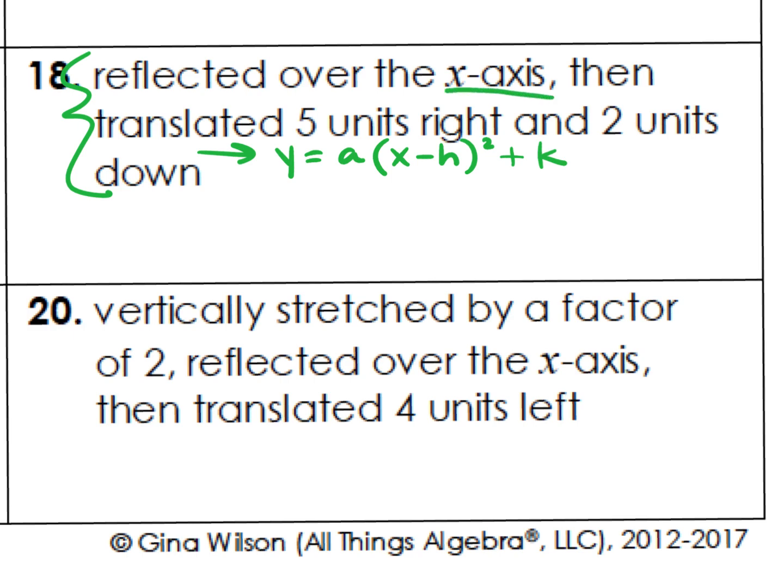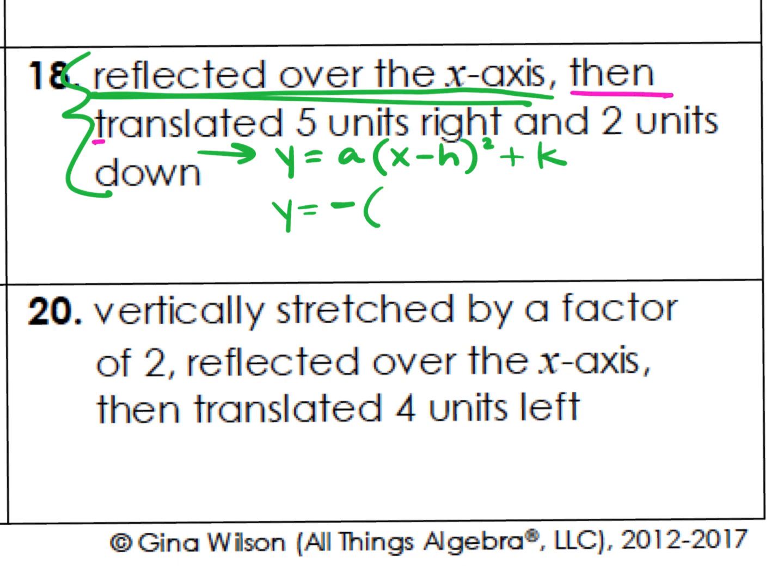So the first part is reflected over the x-axis. So what did you do? The A is negative. If you want to write a -1 in there, it's not wrong, but you don't need a -1. But that's essentially what it is, because if there's nothing there, A is 1. I'm just going to write a negative because you don't need the 1.